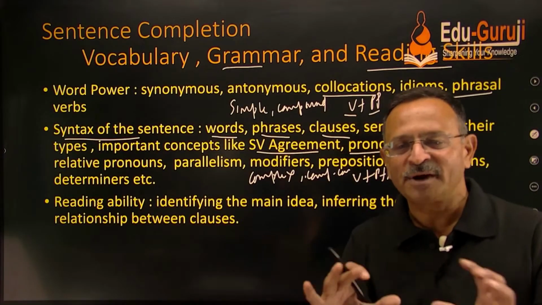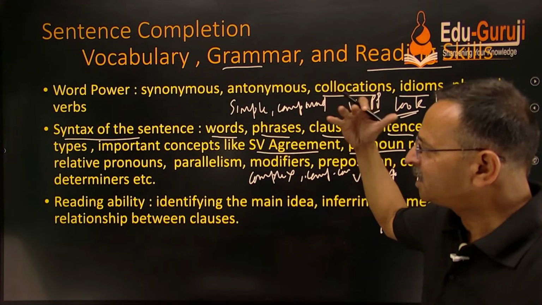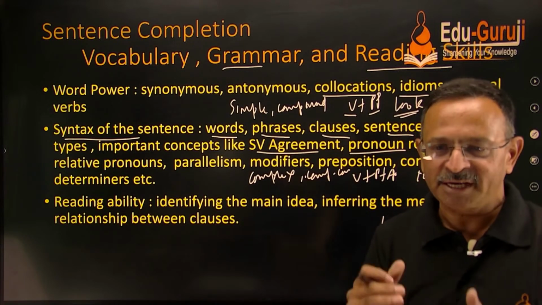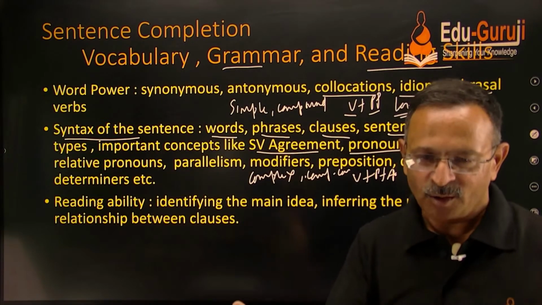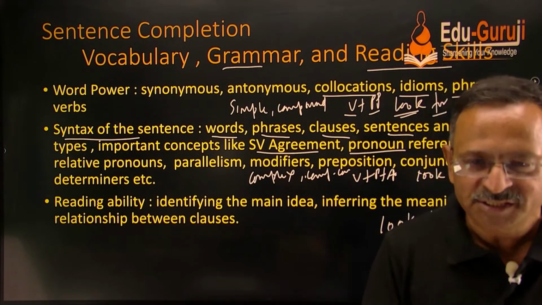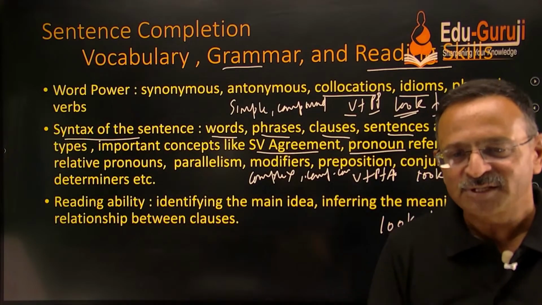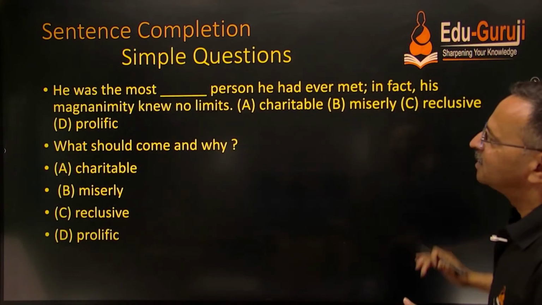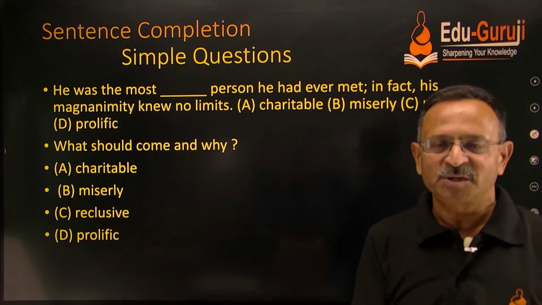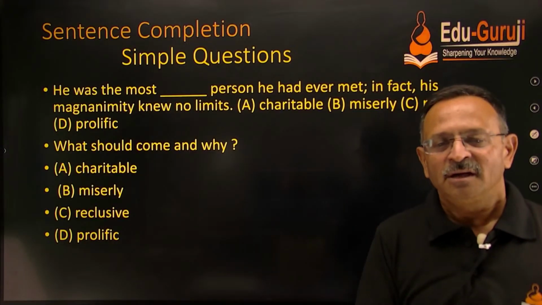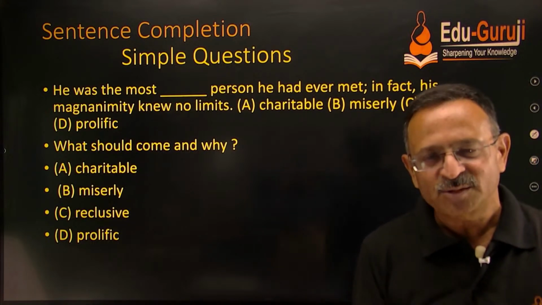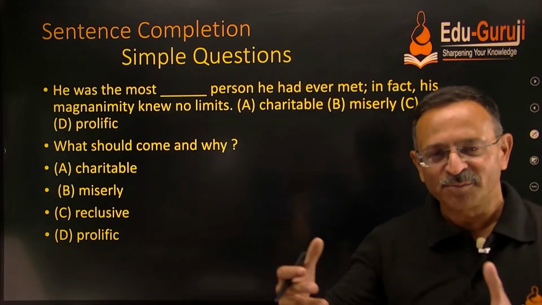So I'm sure you must have understood now about the three important things that you need to take care of. First is word power, second is syntax, and the third is reading ability, or what we call reading skills. So let's try to solve some of the questions and see how we can solve them. These are very simple questions, and we will see them from various perspectives. We would like to see if it is possible to solve them through syntax, or through semantics, that is, through the meaning also.